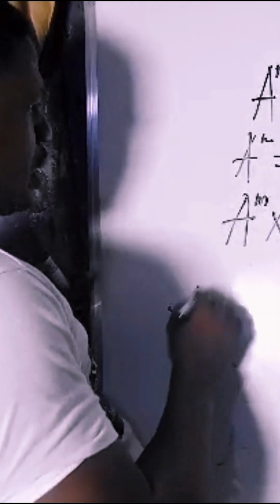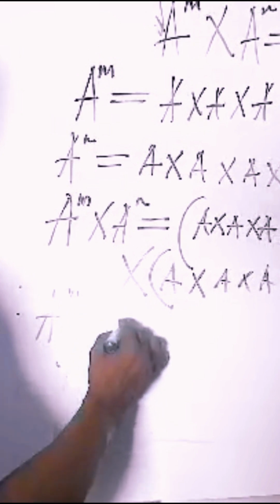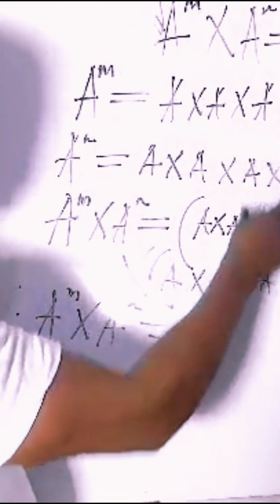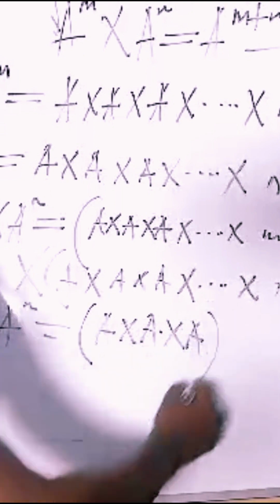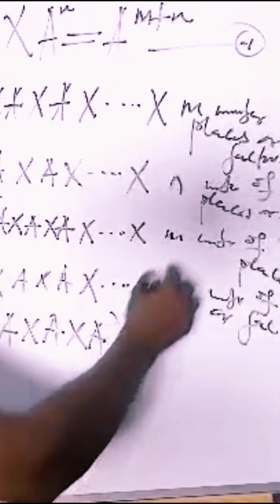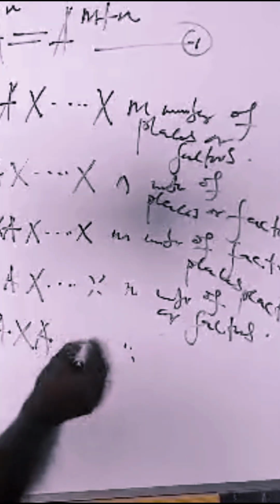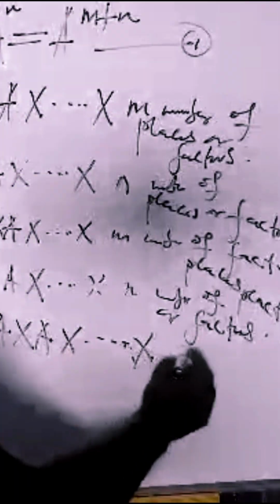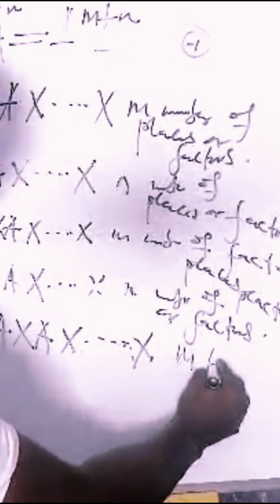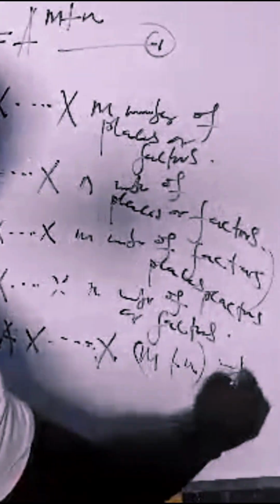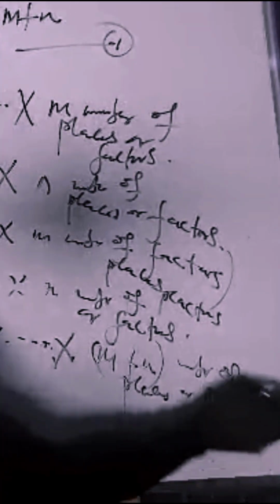So therefore we say a raised by m times a raised by n now becomes, taking the common factors here, a times a times a and so on, times m plus n number of factors, m plus n number of places or factors.